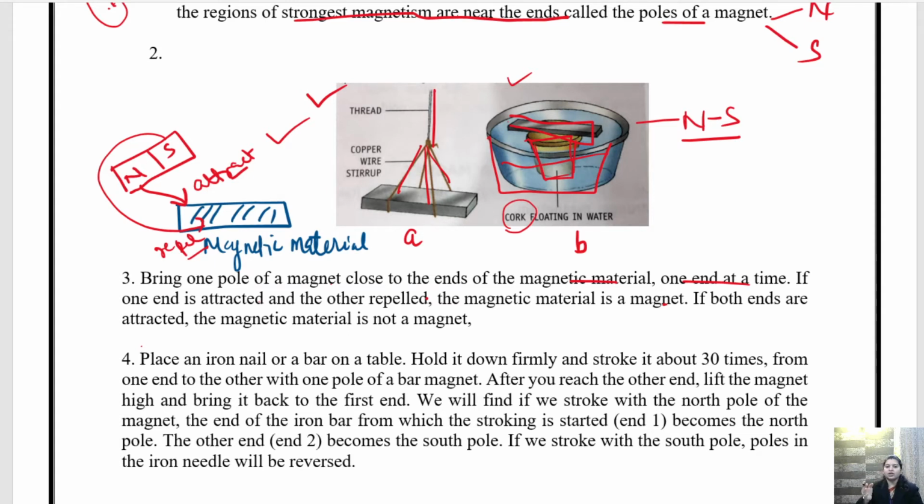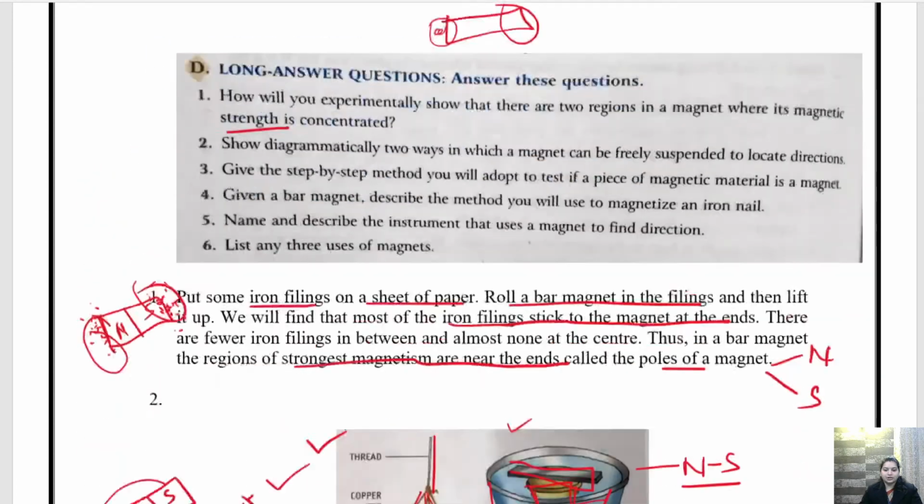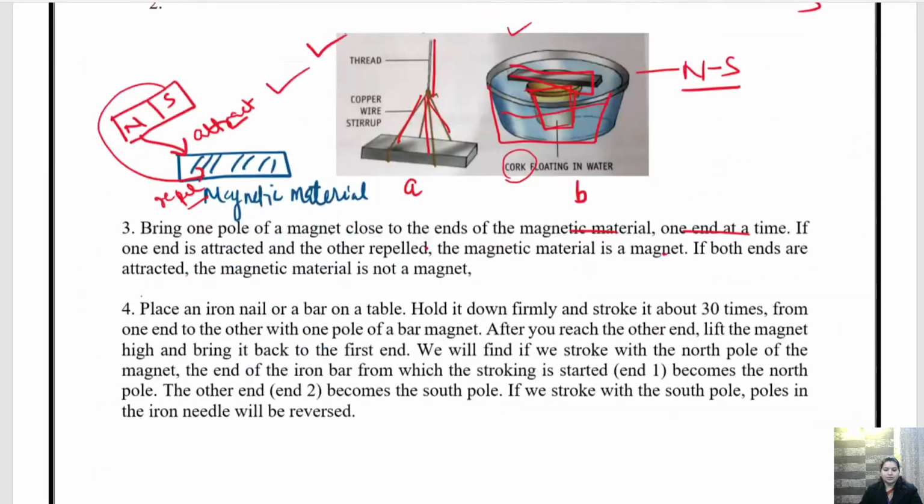अगर दोनों pole attract कर रहे हैं, then it is not a magnet. If one pole is attracting and the other pole is repelling, then the substance will be called a magnet. Okay. So this is a condition to test the magnetism or test a magnet. I hope it is clear, children. Now, question number 4.